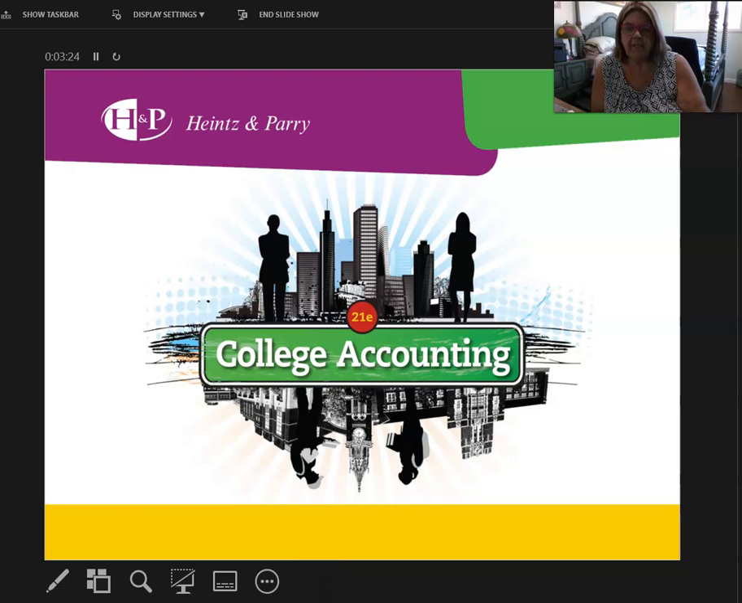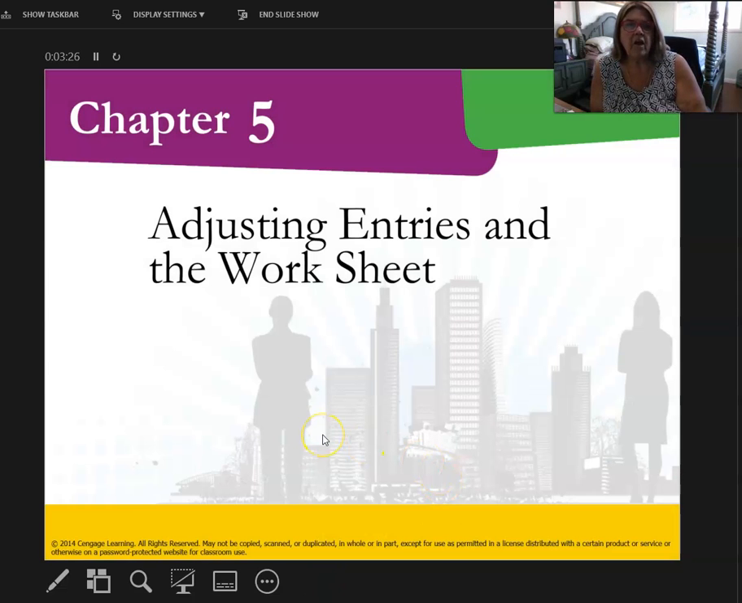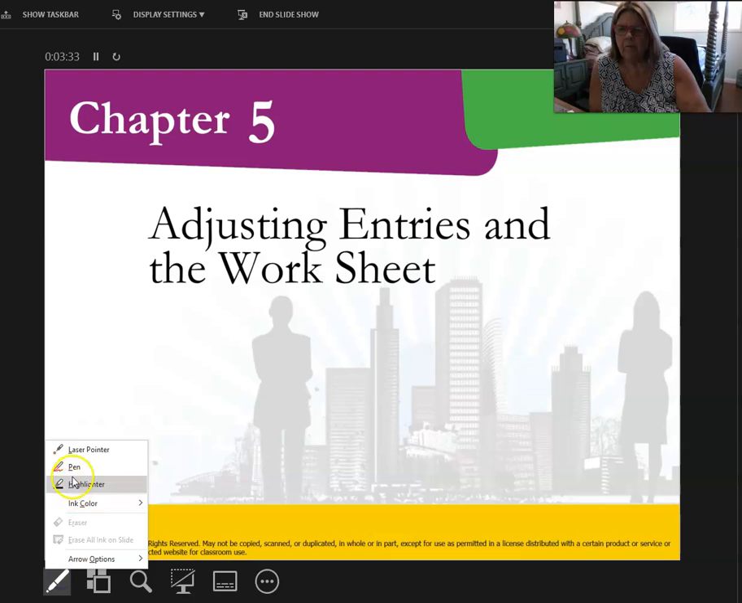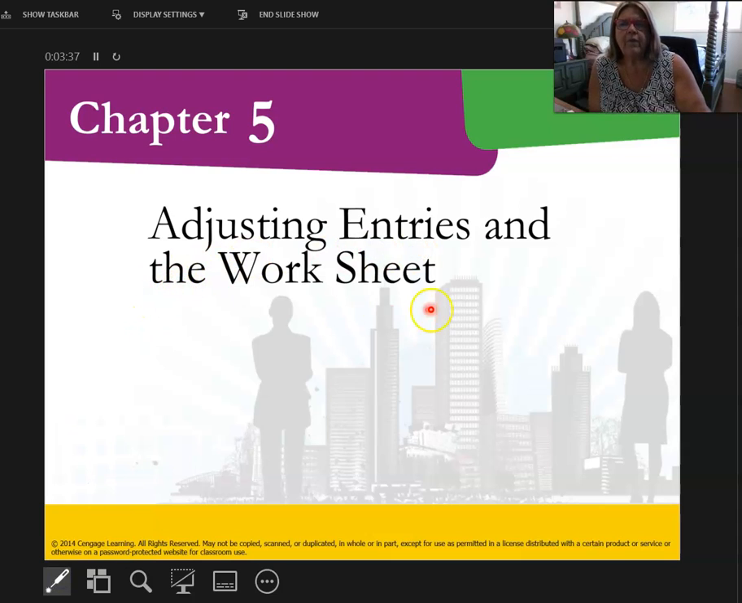So today, we're going to start talking about Chapter 5. Chapter 5 talks about adjusting entries and what we call the worksheet. This is called a 10-column worksheet.